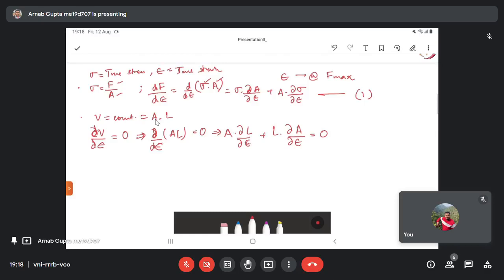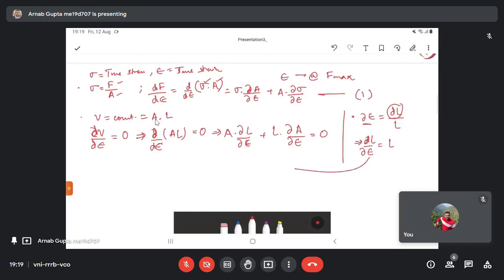Another thing: we know that the instantaneous strain is equal to dL by L. L is the instantaneous length of the material at time t equal to t naught, and dL is the change in length from t naught to t naught plus dt. So this much change is occurring in time dt. The strain imparted in the material is dL by L. So we can write dL by d epsilon is equal to L.